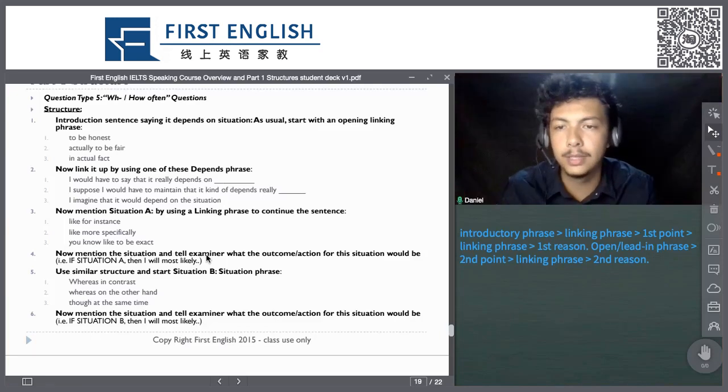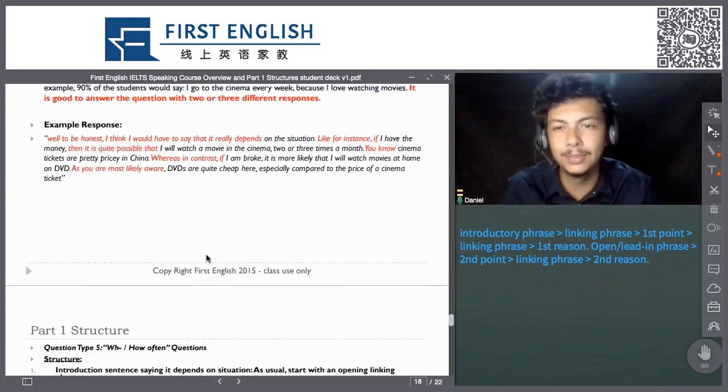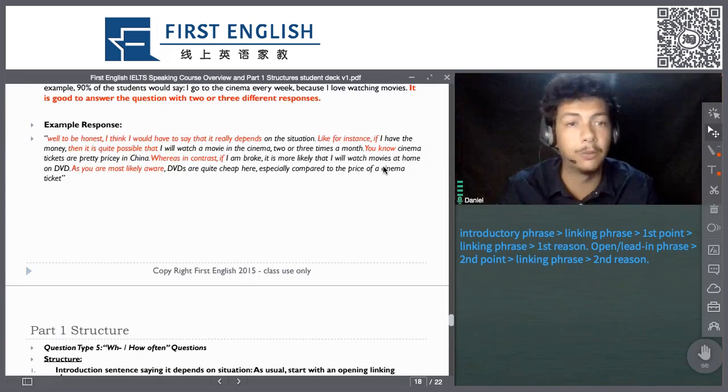Now we're going to link up to one of those dependent phrases or dependent scenarios. So you would say something to lead into that, like, I would have to say that it really depends on, I would suppose I would have to mention, I would have to maintain that it kind of depends really, so on and so forth. And now we're going to mention situation A, the first scenario which we're going to describe. Like for instance, in the example, he states, if I have the money, that specifies the first scenario. It is quite possible that I will watch movies in the cinema 2 or 3 times a week.